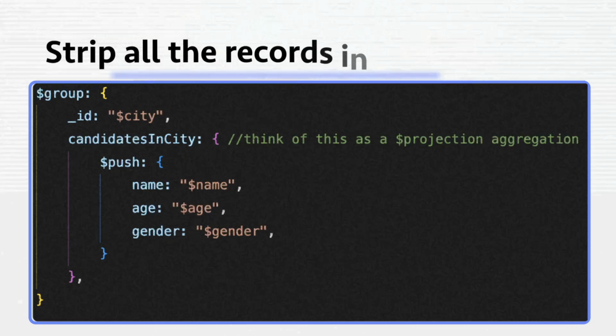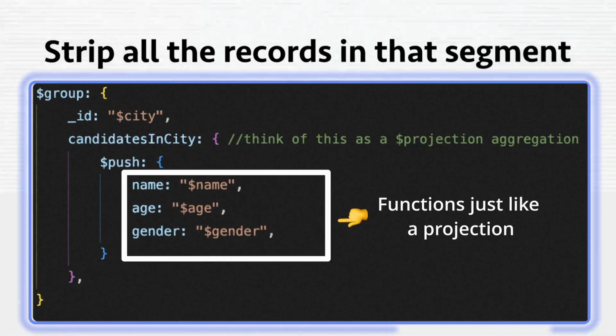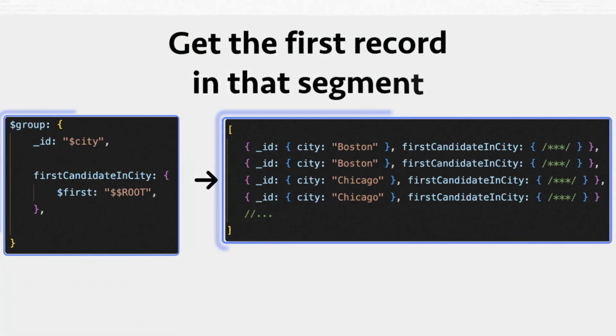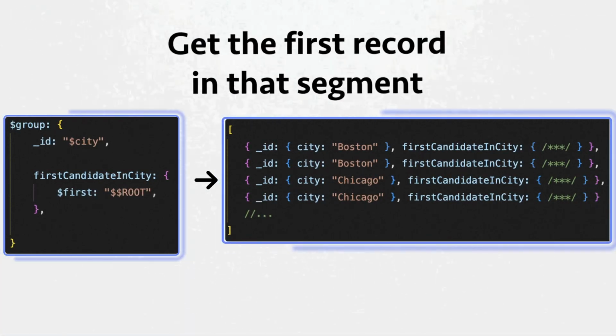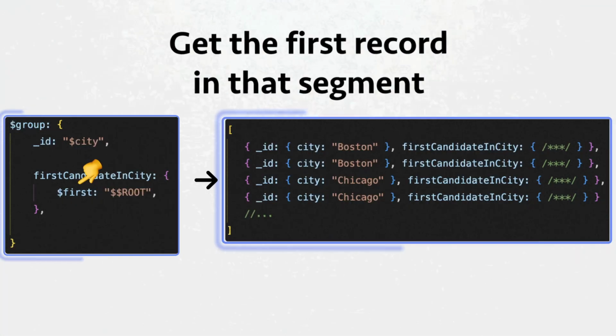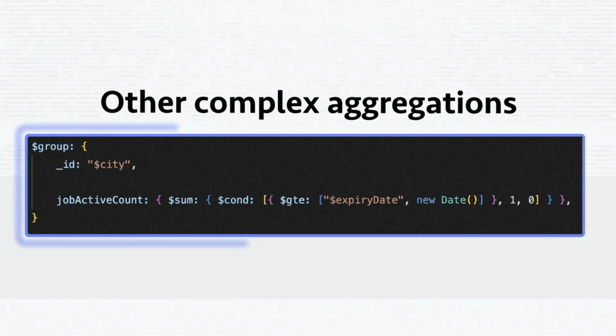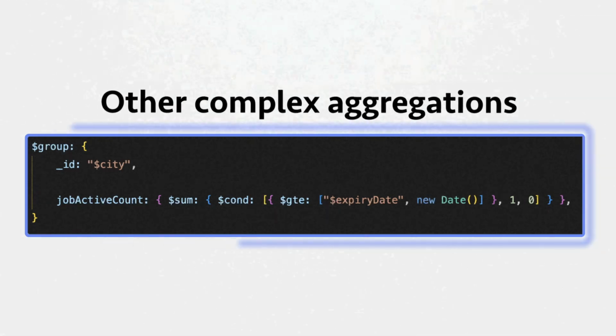Next, we can return all the documents in that segment, but use the projection learned previously to only get the necessary data. Next, we can only return the first document in that segment. We again use the $$ROOT operator, but this time with the $first, the first document in that segment. Next is fetching all the values of a specific field, or lastly, you can do other crazy stuff that's outside the scope of this video, like conditional sums.